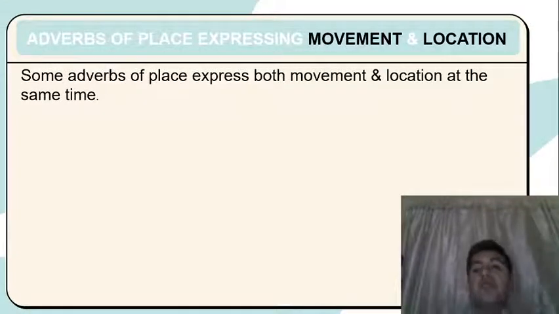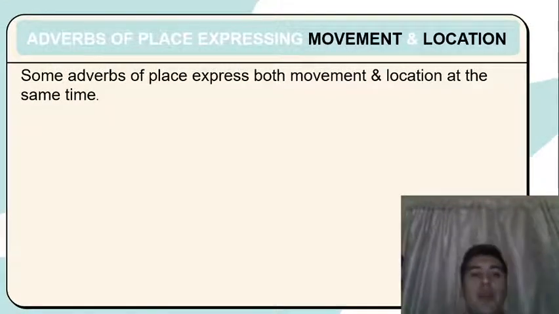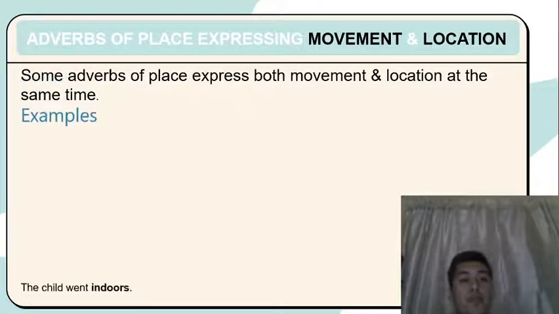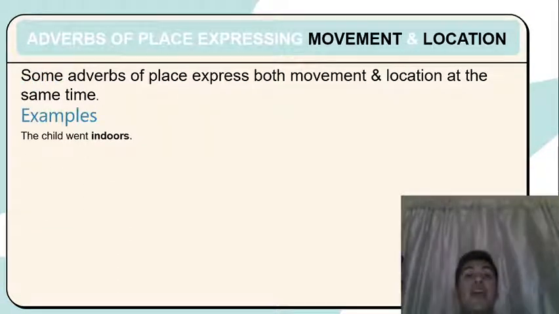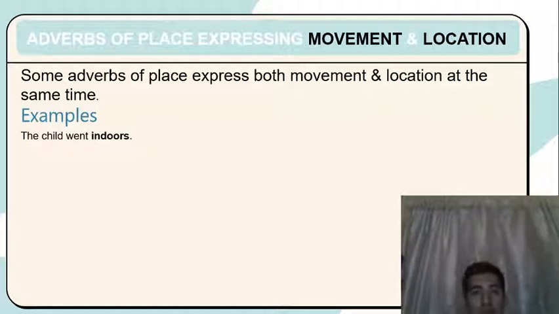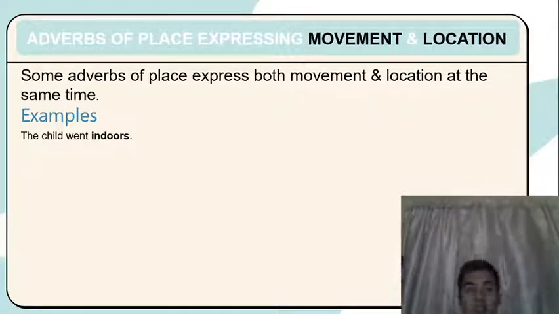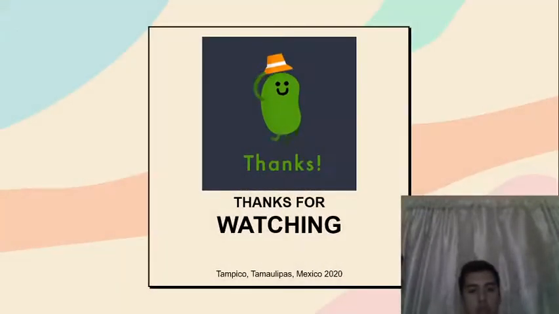Adverbs of place expressing movement and location. Some adverbs of place express both movement and location at the same time. Let's take a look. The child went indoors. What is it? Inside a place, but this place is a room. Inside that room. It could be a house, a mall, the kitchen, the bedroom, a store. Indoors, that is what I mean. Sorry.